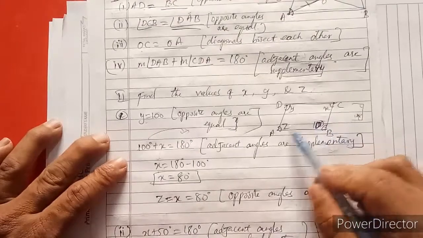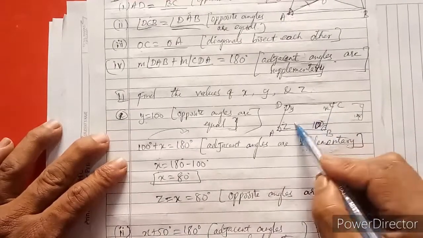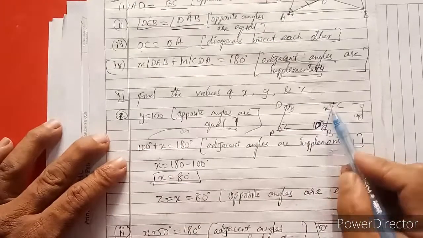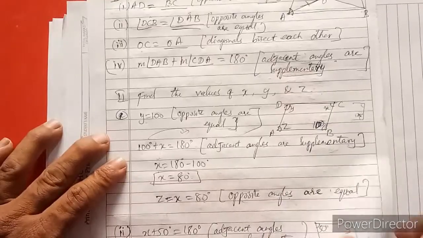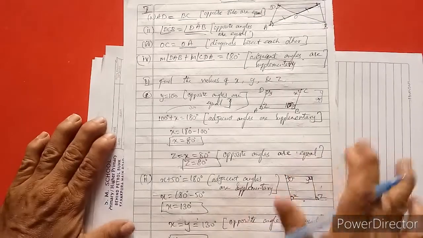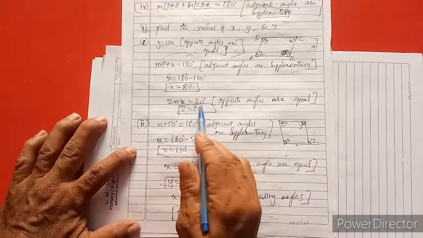And opposite to this x is z. Angle x is equal to angle z, because opposite angles are equal. Then x is 80 degrees, so z is also 80 degrees. So for the second question, we got x is equal to z is equal to 80 degrees, as opposite angles are equal.